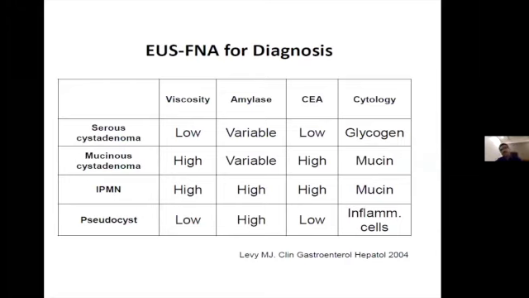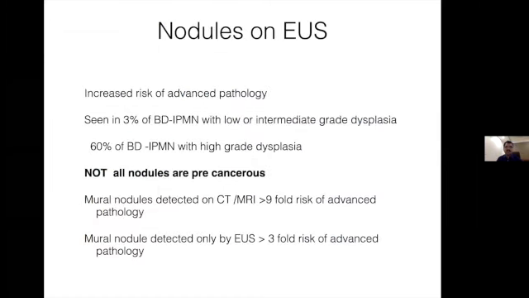So IPMN, because of the ductal communication, there will be a high amylase level, and since it is a mucin-containing tumor, it will be high in CEA. And pseudocyst, there will be low viscosity, but amylase will be high, CEA will be low, and cytology will show only inflammatory cells. So if you see some nodules on EUS, they are all showing the risk of advanced pathology.